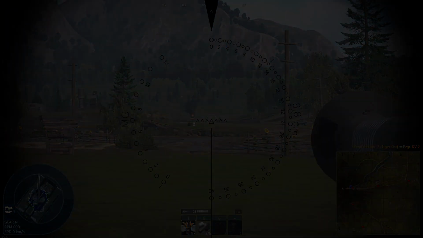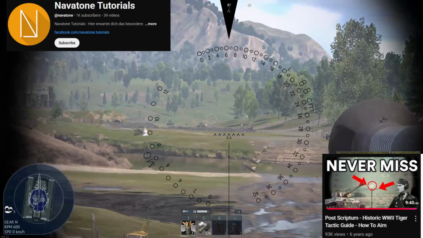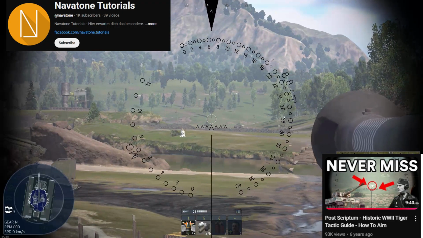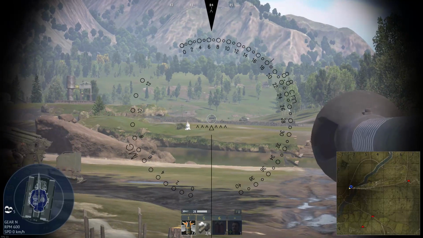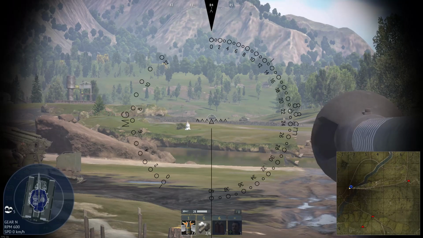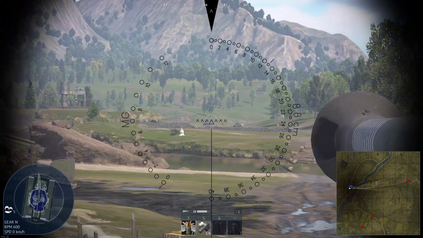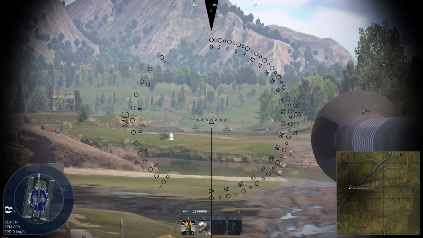Panzergranate geladen. The second method actually comes from Navatone Tutorials, who also made a guide on how to aim the Tiger's cannon. Link to his video in the description, and I highly recommend you go to his video for a more in-depth explanation on how he does it. I found that this method focuses more on estimation rather than accuracy. Which is why I recommend you use this method when facing enemies from the sides, as you can land your shots a lot easier, but from the front and back still work.